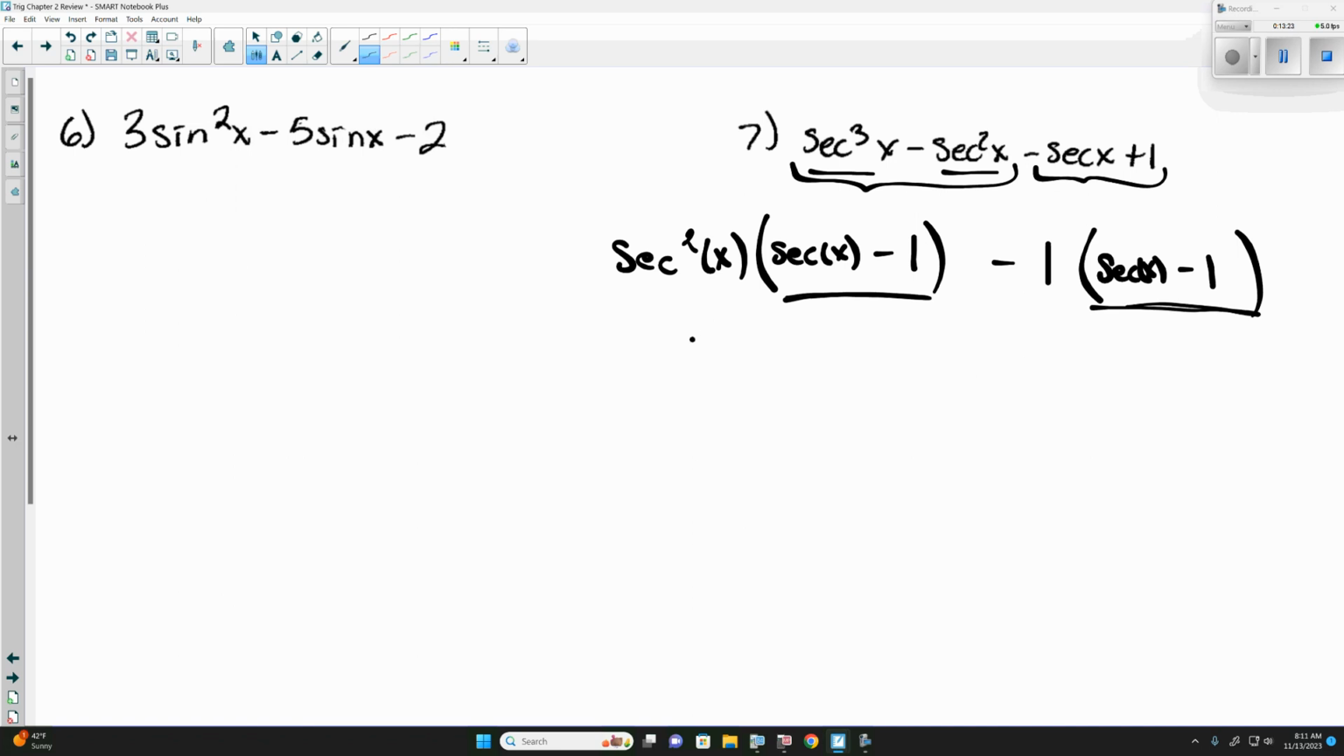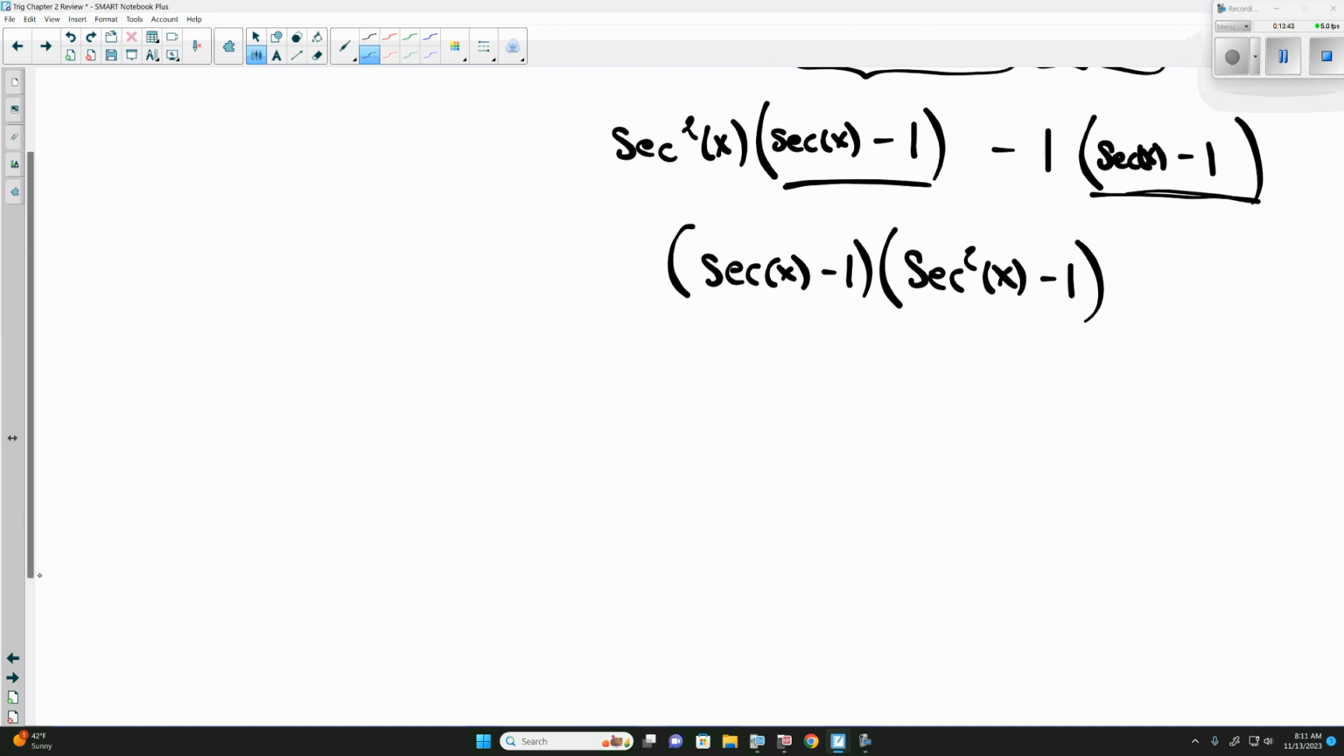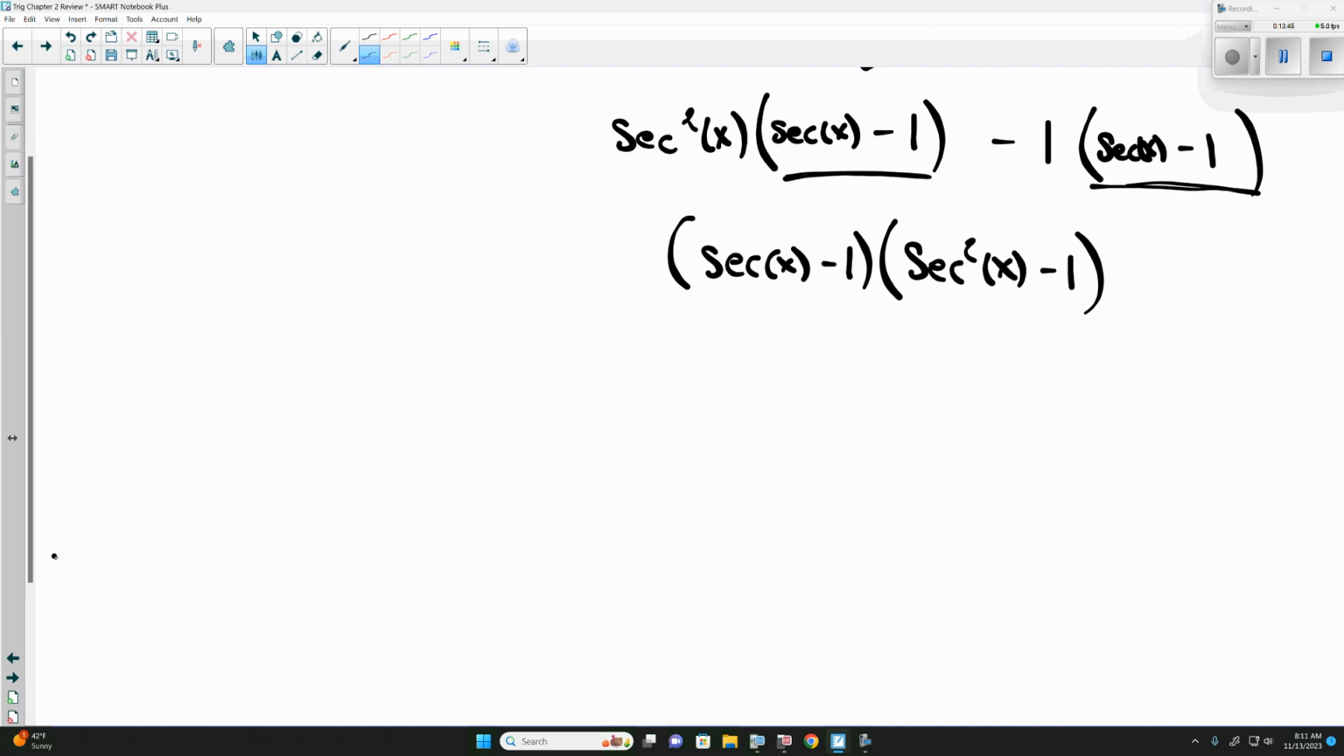Now we do have 2 like terms. So we can factor a secant of x minus 1 out of both, giving us secant of x minus 1 times secant squared of x minus 1. Questions on how we got to this here? Funny enough, this actually still factors.